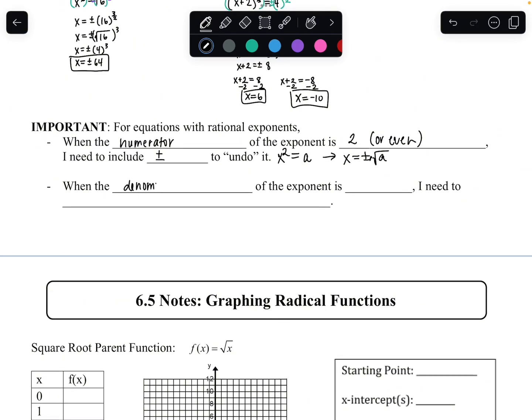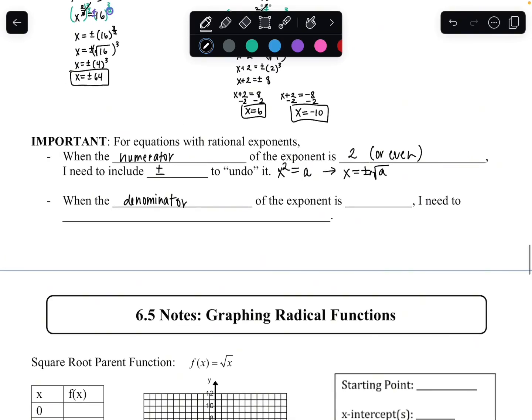And then when the denominator of the exponent is even, you need to check for extraneous solutions or no solution, because square root cannot equal negative, and whenever the denominator is even, you're dealing with a 1/2 power.